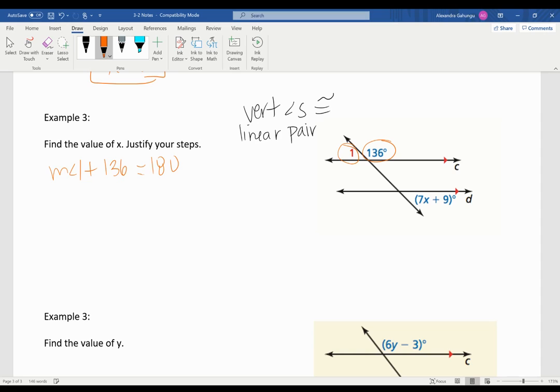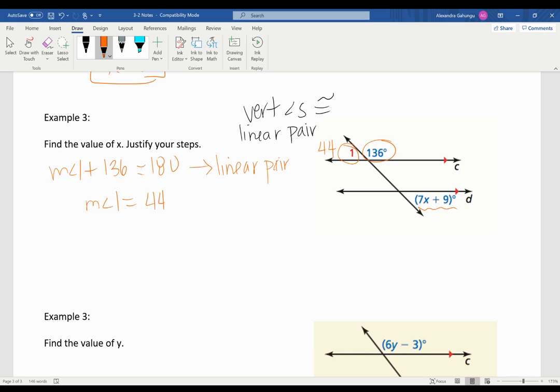That means that the measure of angle 1 is 44. So I'm going to write that. And the reason I could go there is that I had a linear pair. Now I know the measure of angle 1, so I'll probably next need to figure out what x is.